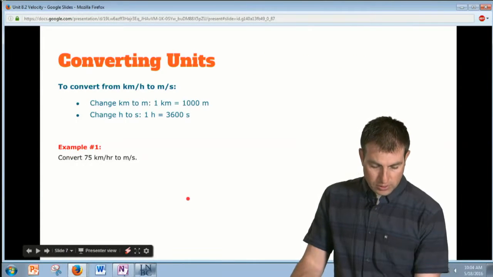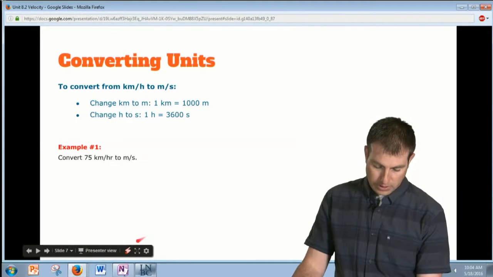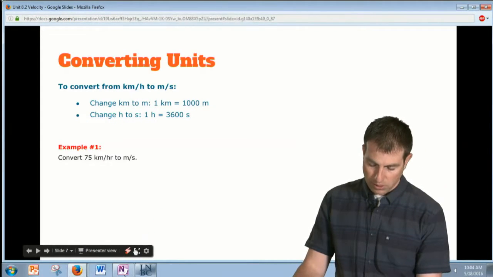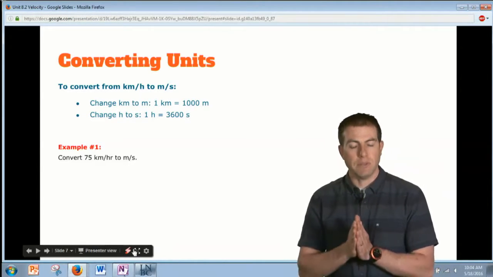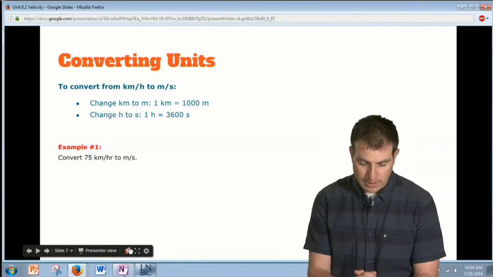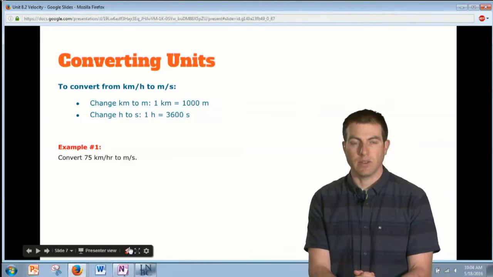So converting units, I think we should take maybe a 10-minute break. I think 10 should be good. And then we'll talk about some unit conversions, and then we'll get into graphs. And that should be a good spot to end for the day.